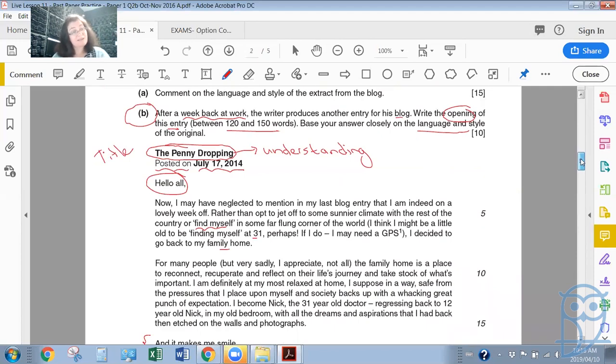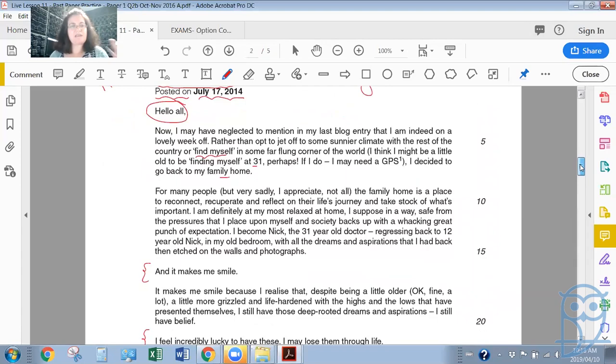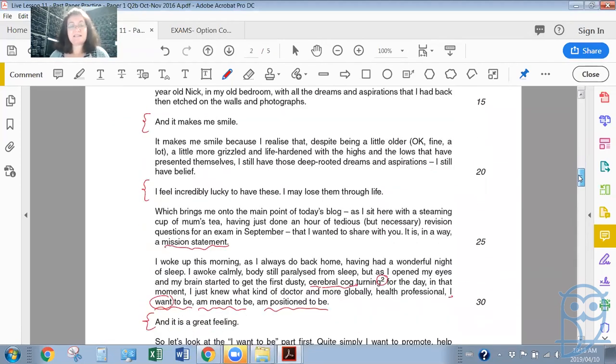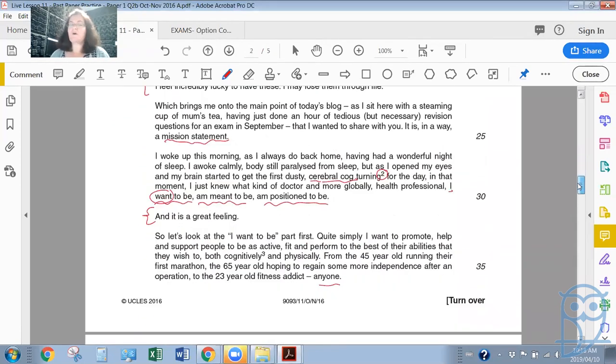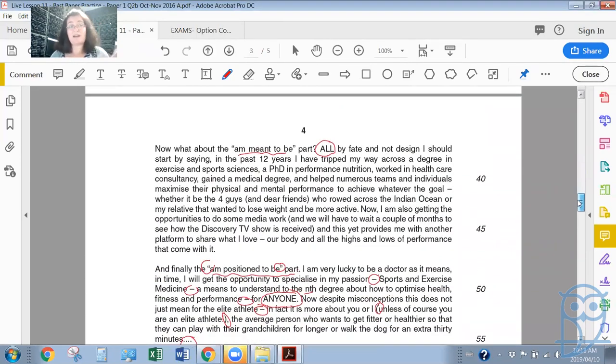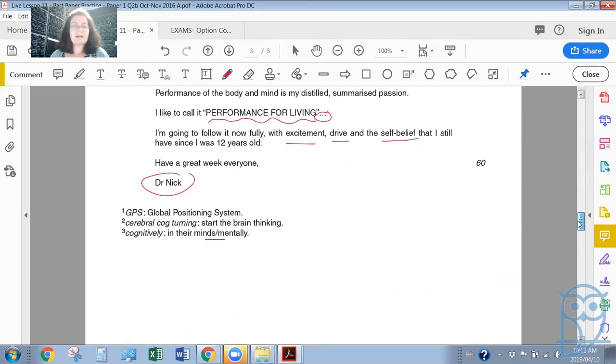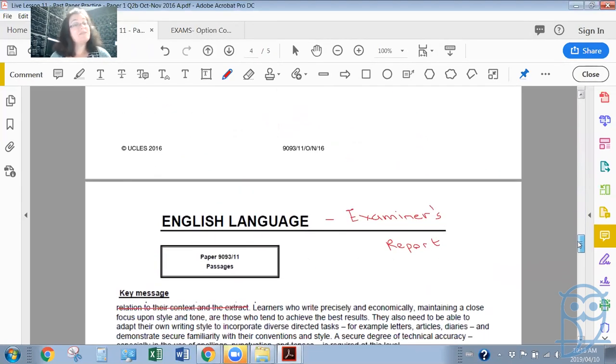And then you're going to put yourself in their shoes and you're going to write as Dr. Nick. The way he writes, the way he thinks, his humor, his ideas, his passions, his interests, all of it is in here. And that's what you have to do. And it's in a short space of time. 120 to 150 words is not much. About half a page, just over half a page, depending on the size of your handwriting. So it's not much, but you have to make it convincing.